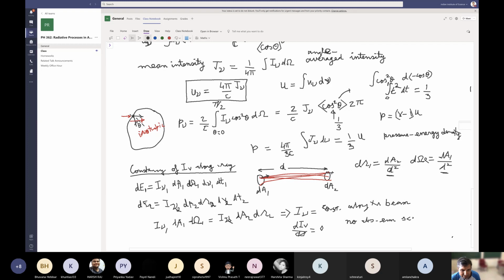Whatever crosses this will cross this, because we are only considering the photons which are crossing both these areas in all these directions. Then these two areas have to be in some kind of isotropic radiation, because then whatever will cross dA1 will cross dA2. No, it need not be isotropic, right?